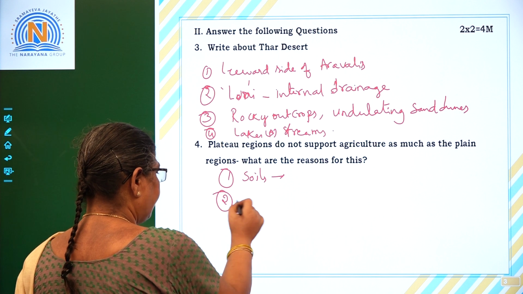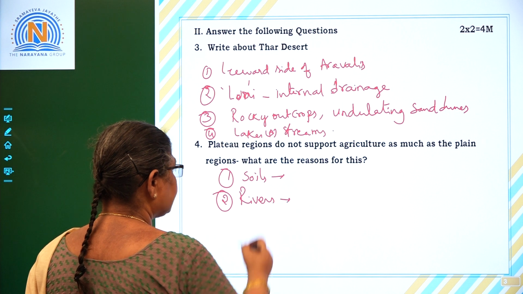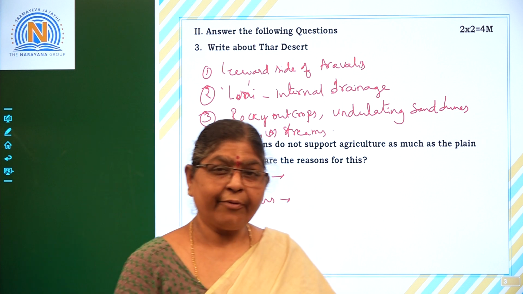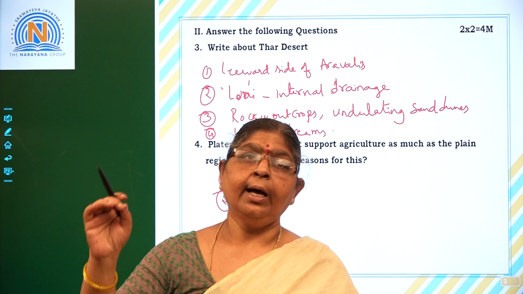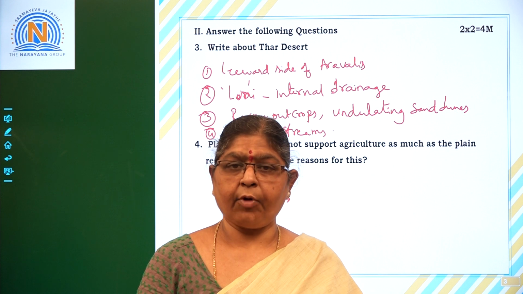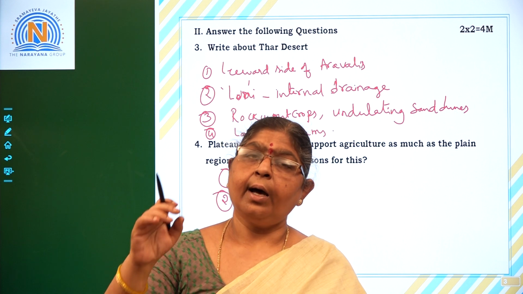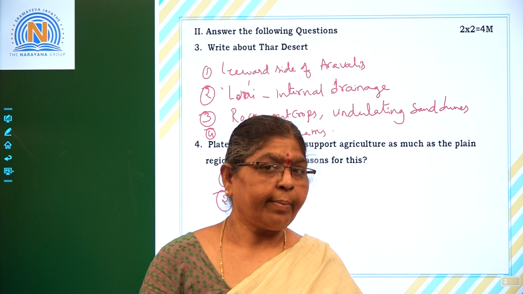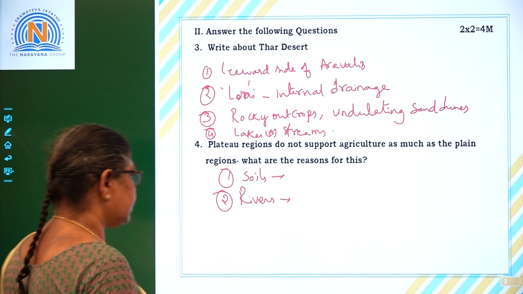And the second one is rivers. Many rivers in the peninsular plateau region are dry during non-rainy seasons. Only during the rainy seasons will they get water. Hence, during the non-rainy seasons, they remain dry. Due to that, agriculture cannot be that prosperous in this particular region.